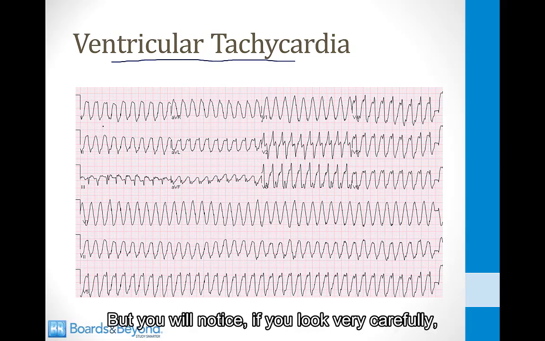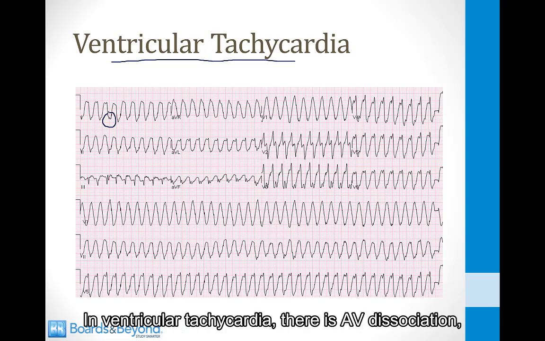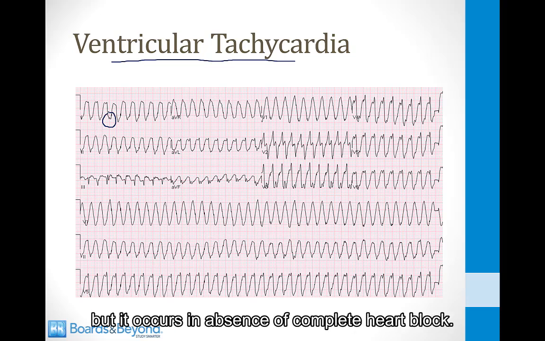But you will notice, if you look very carefully, that there are little bumps seen within these wide QRS complexes. I've circled one with my pen. Those bumps are P waves coming from sinus node depolarization. In ventricular tachycardia, there is AV dissociation, but it occurs in absence of complete heart block.